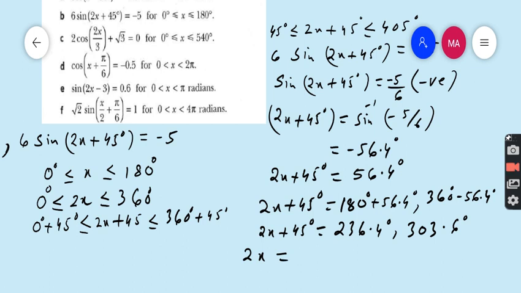And now 2x is equal to, subtract this 45 from both the angles, that is 236.4 minus 45 and 303.6 minus 45. 236.4 minus 45 is 191.4, and 303.6 minus 45 is 258.6.